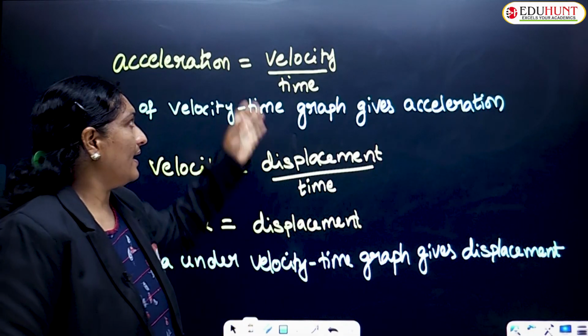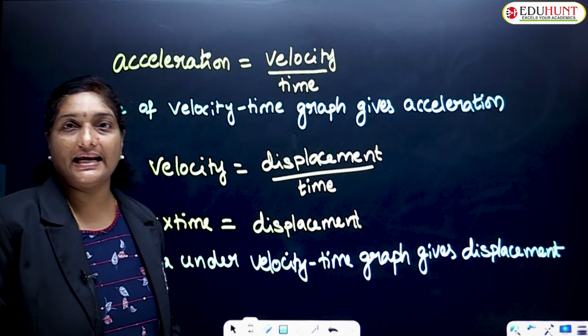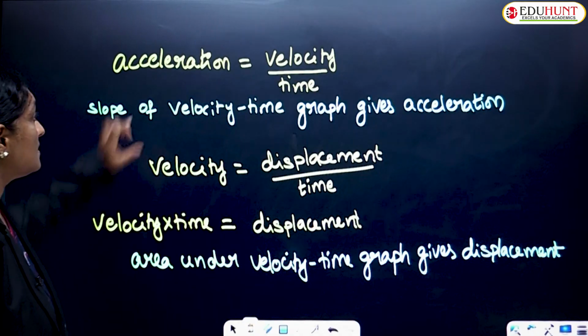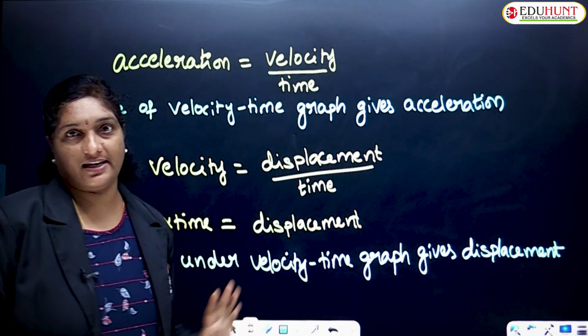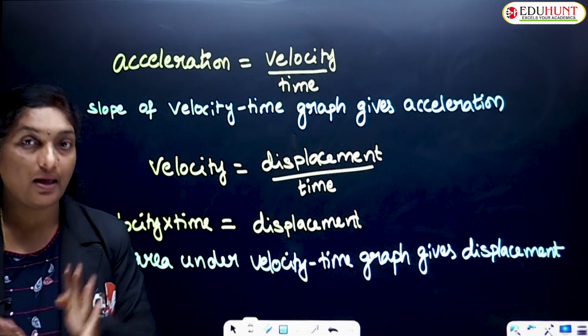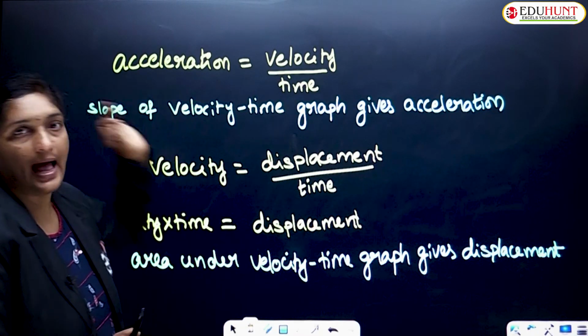So this indicates the slope. Velocity by time indicates the slope. Okay. Tan theta, slope. So the slope of velocity time graph always gives acceleration. Since acceleration equals velocity by time, the slope of velocity time graph gives acceleration.